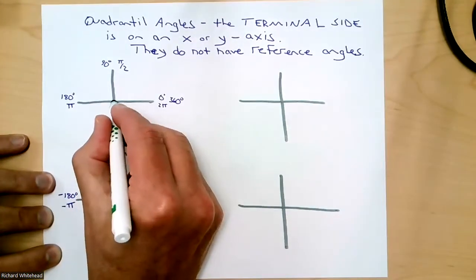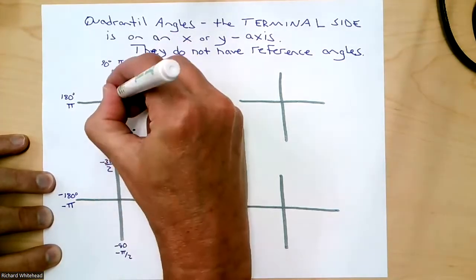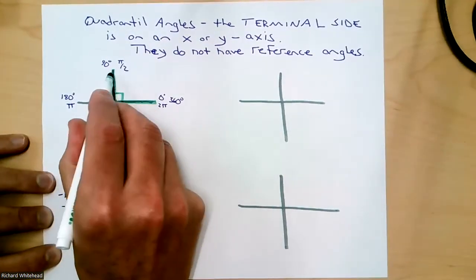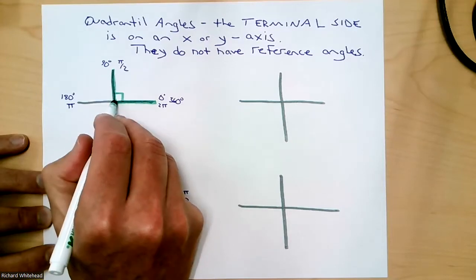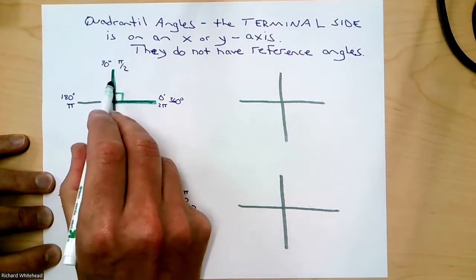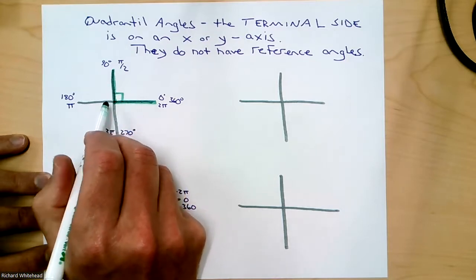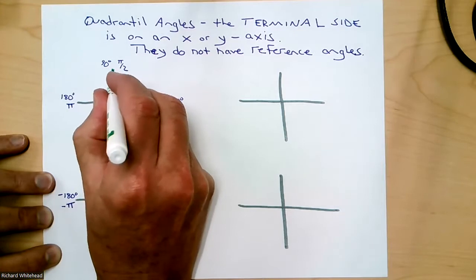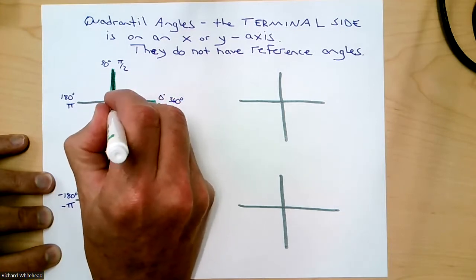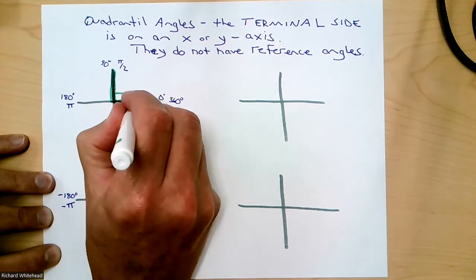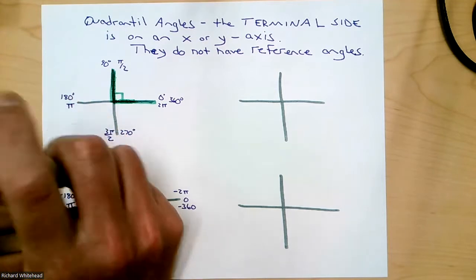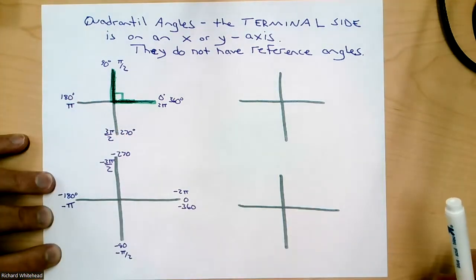So if you think about it, got the initial side, like if I made a 90-degree angle right here. So I got a 90-degree angle. That's considered a quadrantal angle. The terminal side is on an axis. There's no way I can make an angle less than 90 degrees with this and this. And more specifically, between 90 and 0. So thus, quadrantal angles do not have reference angles.